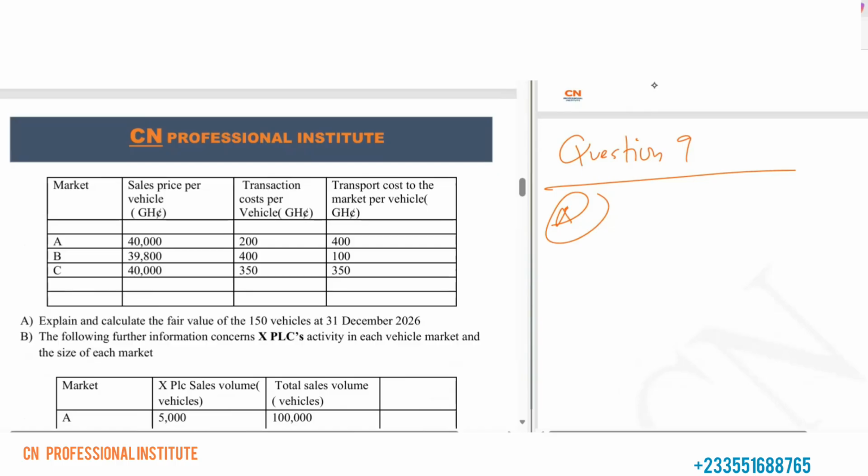All right. So the standard says, as I said, let's simplify it. We use the principal market to determine what?